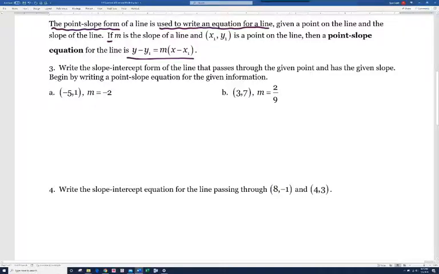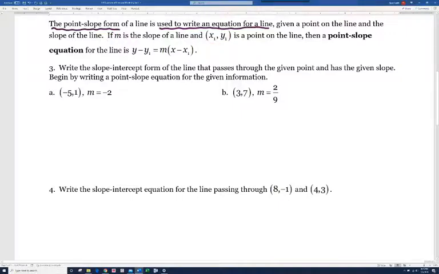This is what we use to write the equation of a line. And what do we need to be able to use it? The slope and one point on the line. That's why we call it the point-slope equation. I need a point and a slope to write an equation.